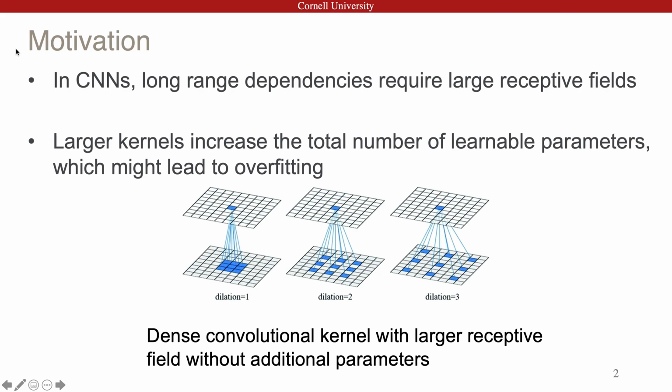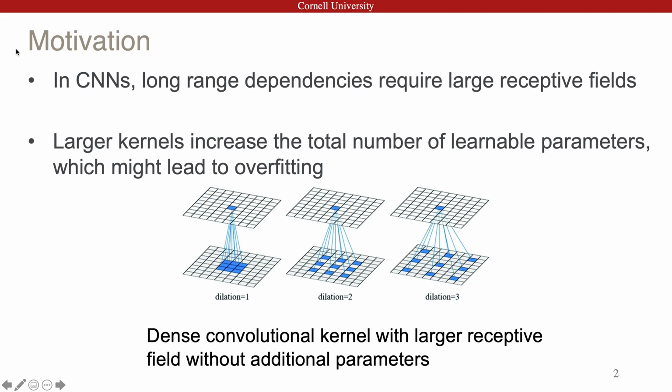For many computer vision applications, especially in the biomedical domain, long-range dependencies are important. And to capture that, we need a large receptive field in CNNs. We can use expanded convolutional kernels, but they'll significantly increase the total number of learnable parameters, which might lead to overfitting. There are other works that increase the field of view without additional parameters, such as dilated convolution.